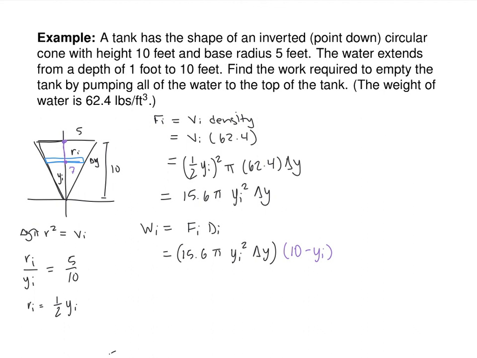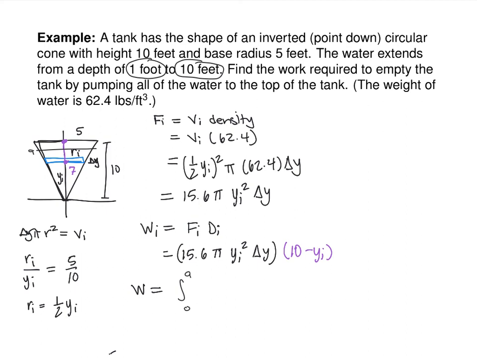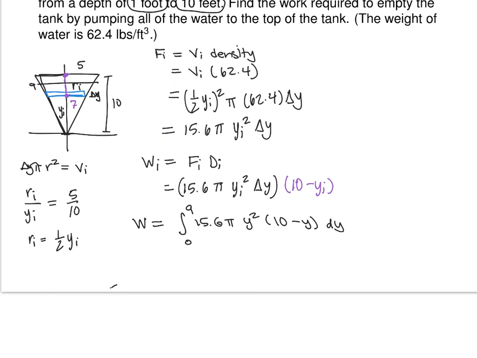Then the limit becomes an integral, and the total work is an integral from, now notice it says from a depth of 1 foot to 10 feet. So that means that our y's actually range from 0 up to 9. So 0 to 9, 15.6 pi y squared times 10 minus y dy. And then it's just arithmetic and a little bit of tedium and patience and calculator. So 15.6 pi integral 0 to 9, 10y squared minus y cubed.